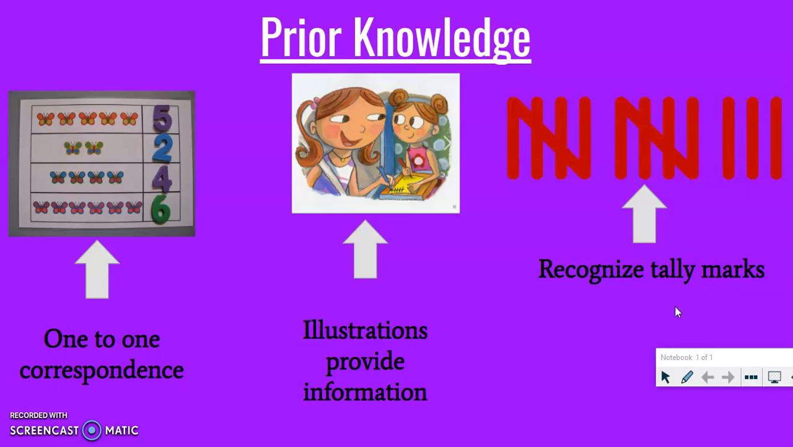Some prior knowledge that students need to possess. One is one-to-one correspondence, which means being able to count 1, 2, 3, 4, 5, and know that they can keep track with their counting. Also, that illustrations provide information. So in a story, students need to understand that when they see an illustration, it can give you information that the text might not explicitly give to you. So those illustrations are very important as well.